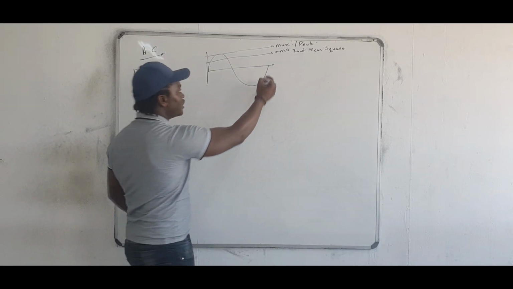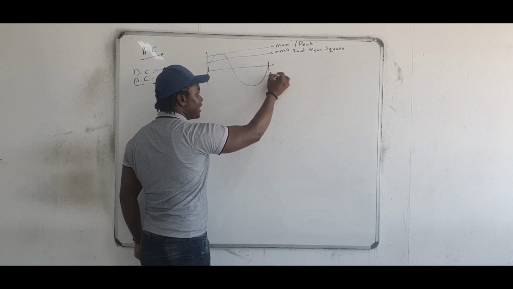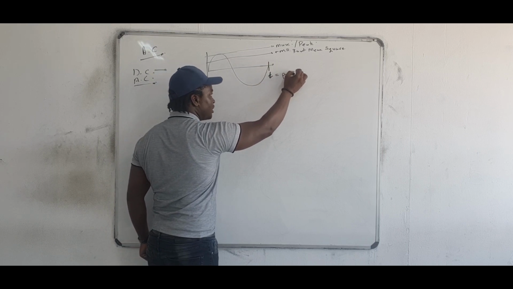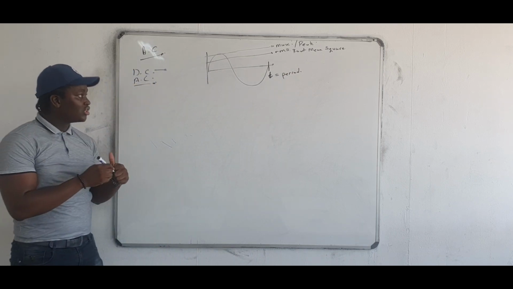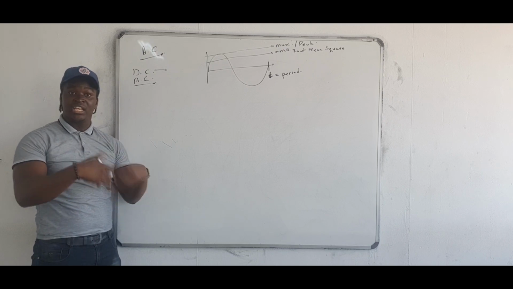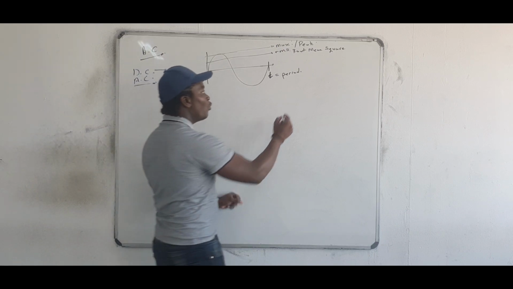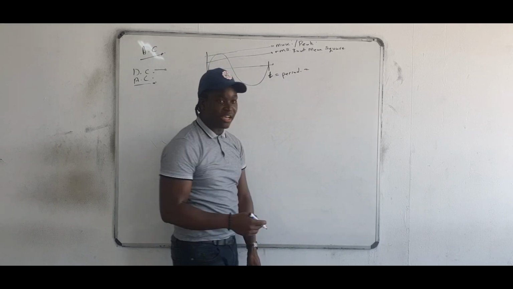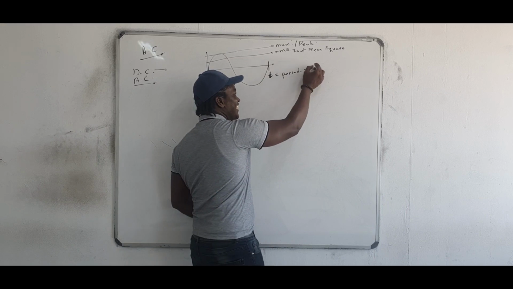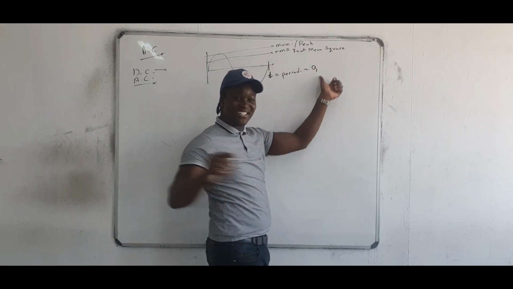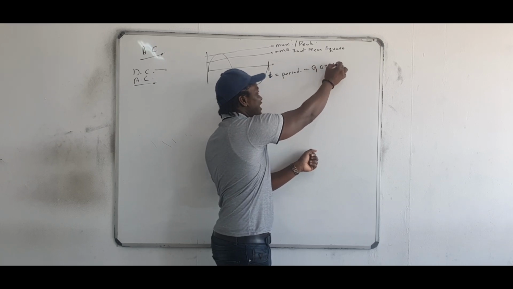Let's move over to this part here. This part here is T, which stands for your period. The period is how much time it takes to finish one cycle. Now, what is the normal period for the current in South Africa? You missed another zero. That is correct. 0.02 seconds.